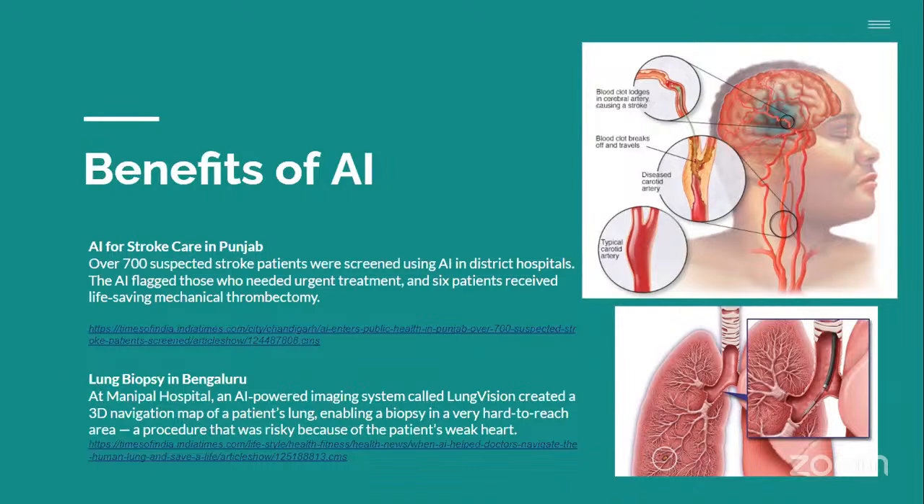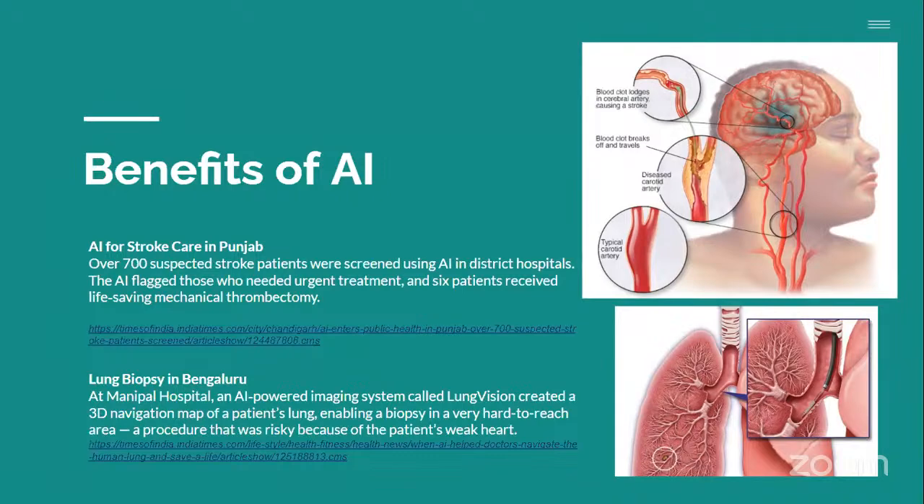So instead, in Bangalore, at the Manipal Hospital, there's a system called Lung Vision. It creates a 3D navigation map of a patient's lung, which helps show how the tube should flow in the lungs, and it reduces the complexity of the process. This procedure was risky before if a patient's heart was weak. After including this kind of procedure using AI, it has improved.